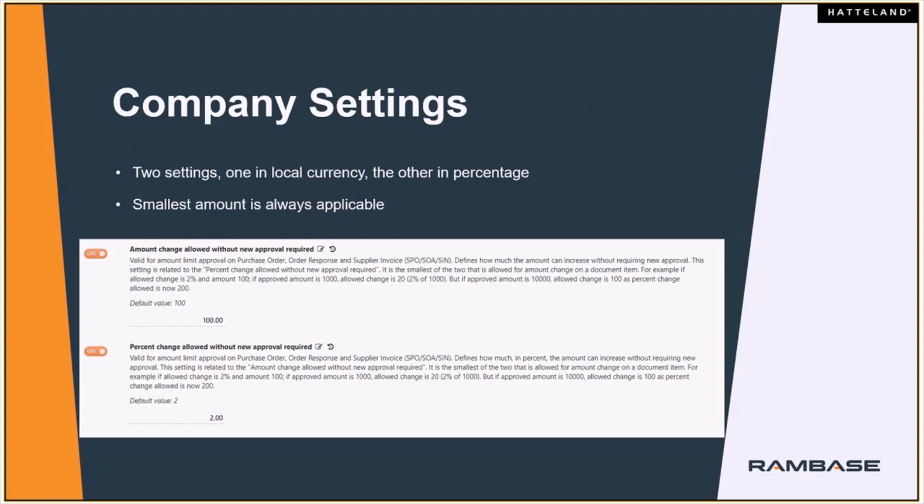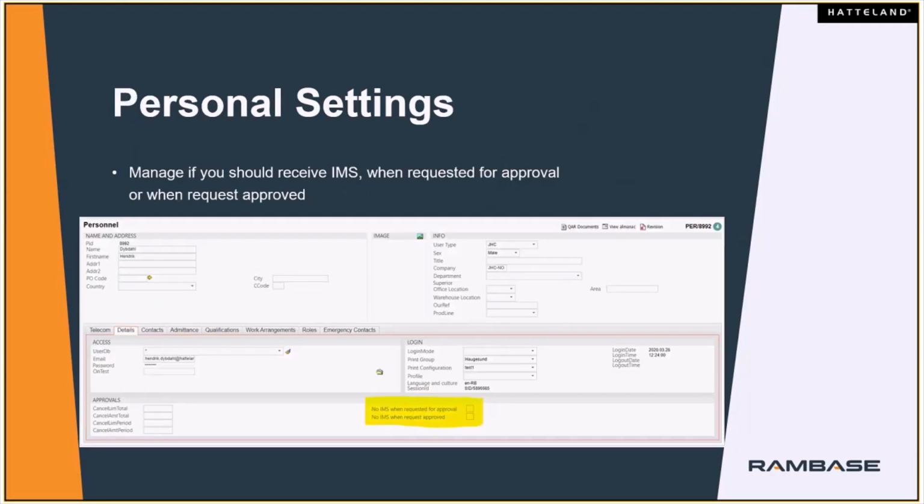There are some company settings that you can manage yourselves. These are the value that the approved amount could change before you will need to request a new approval. One of the settings is in local currency and the other one is in percentage. The setting with the smallest amount is always applicable. In addition to the company settings, each user can manage when they would like to receive IMS, and you can choose if you want IMS when you are requested for approval or when your request is approved.